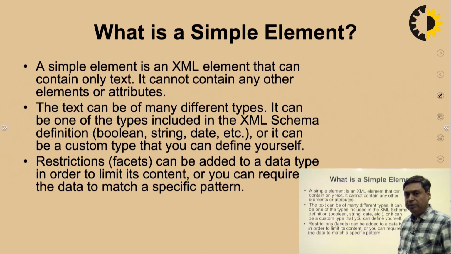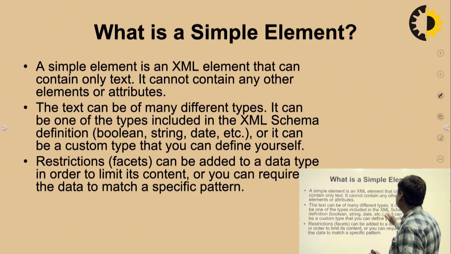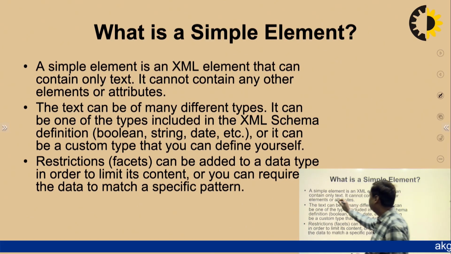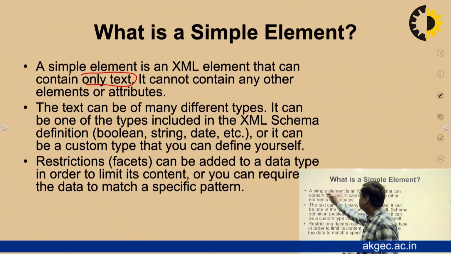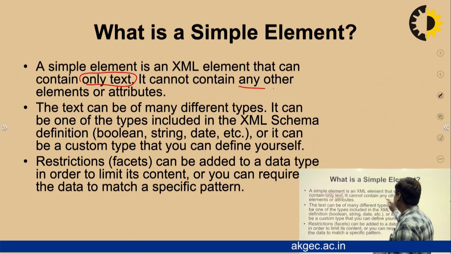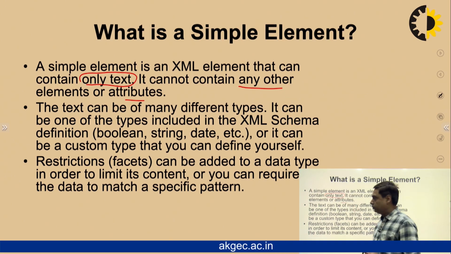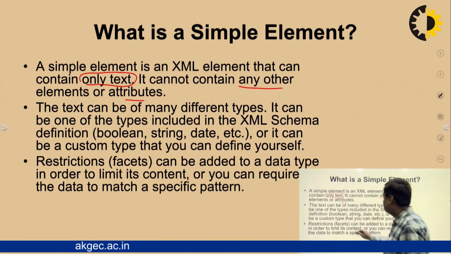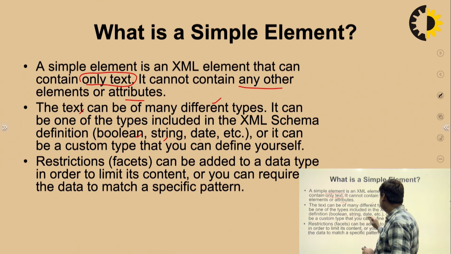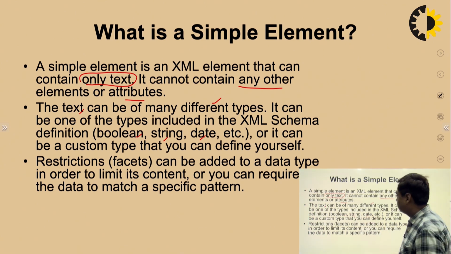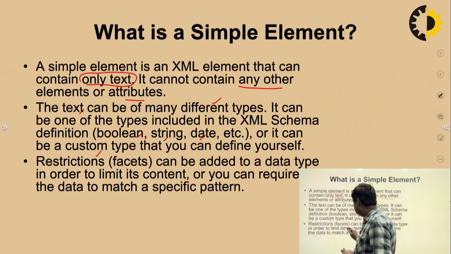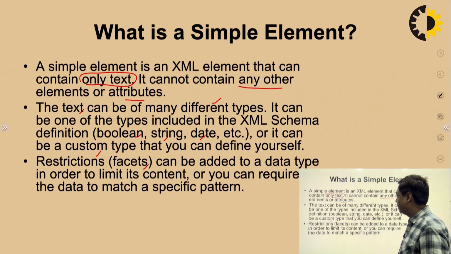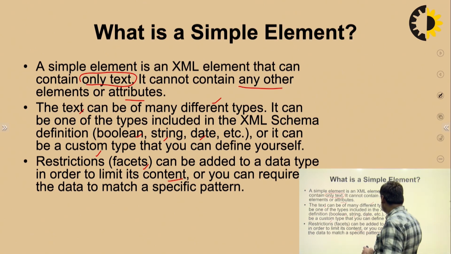What is the simple element? Again repeating it. A simple element is an XML element that can contain only text. It cannot contain any other element or attributes. And now text can be of many different types. It can be Boolean, string, date, and so on. You can put restrictions, which are called facets, that can be added to a data type in order to limit the content, or you can require data to match a specified pattern.